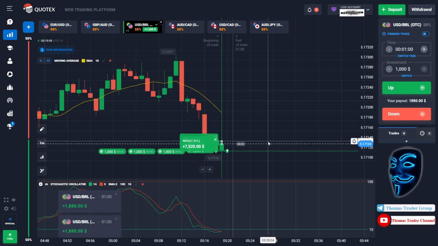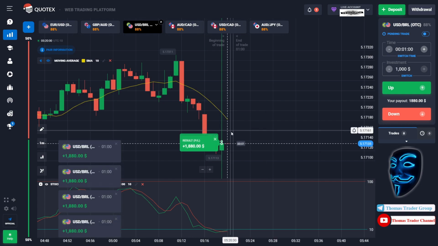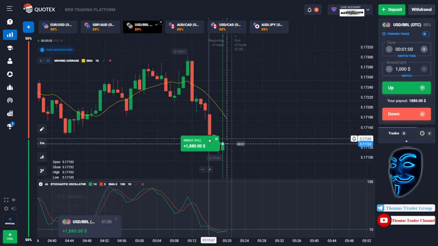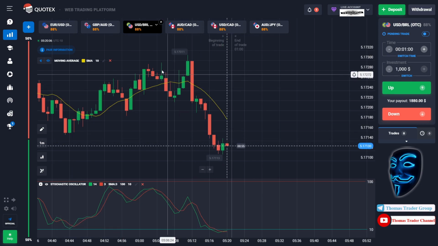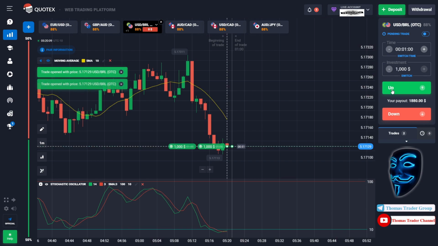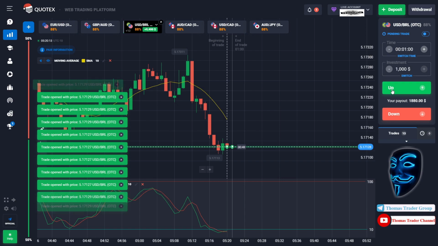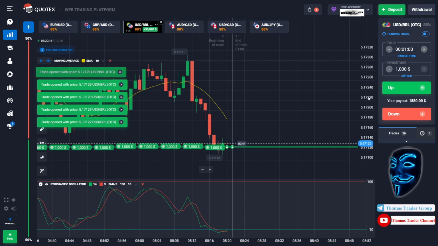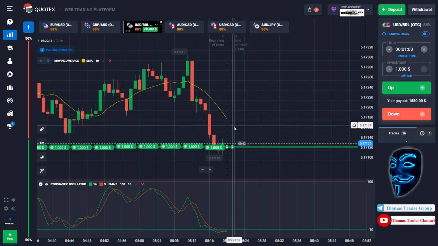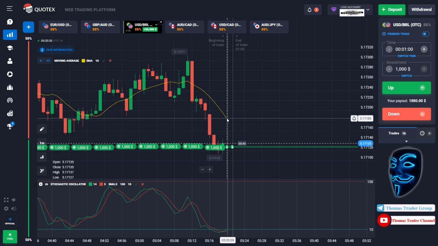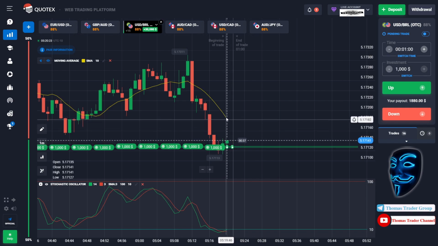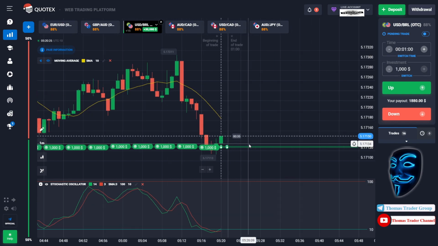We made a right prediction over here. We made a profit of $16,900. And over here we still can open buy for 1 minute. We will open 16 positions of $1,000. Because I'm sure that the market will still make a correction to the moving average line before it continues the bearish trend. Let's prove it and let's wait till the end of our trade.